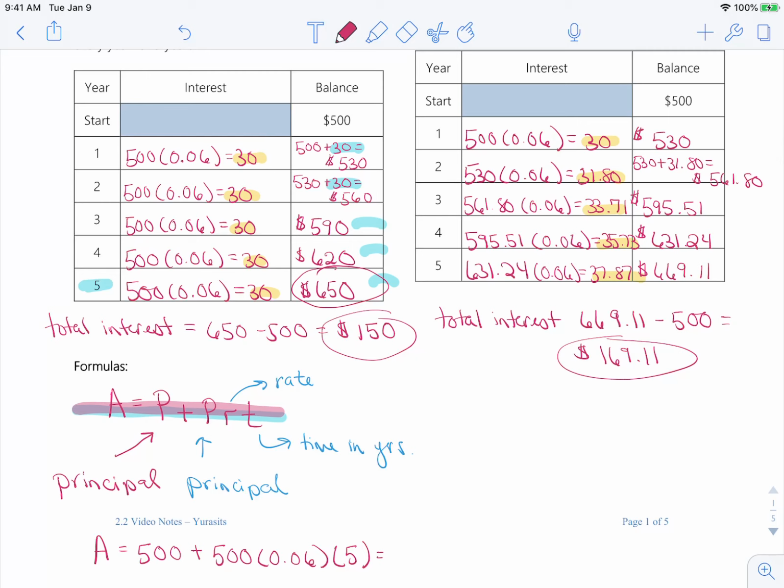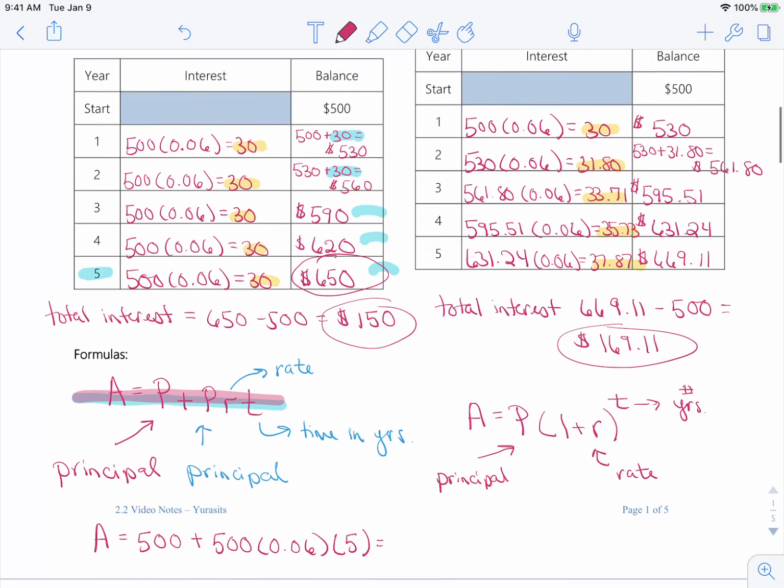Okay, so our formula here is going to be A. I start with my principal, aka original amount, and I multiply it by the 1 plus my rate, and I raise it to the number of years. So once again, this is your principal, this is your rate, and this is your years.